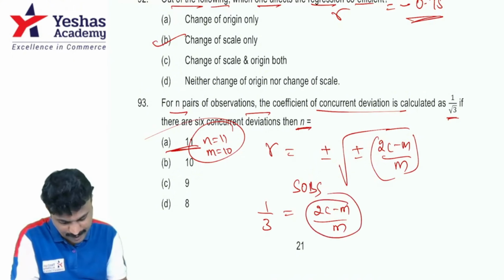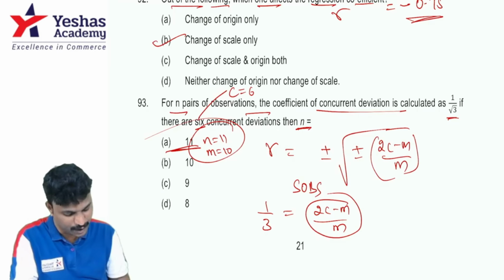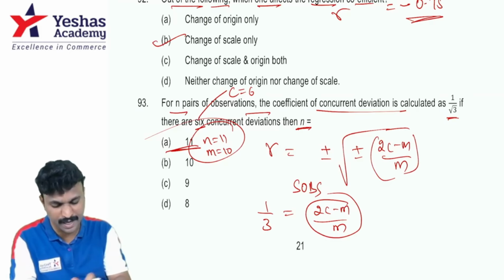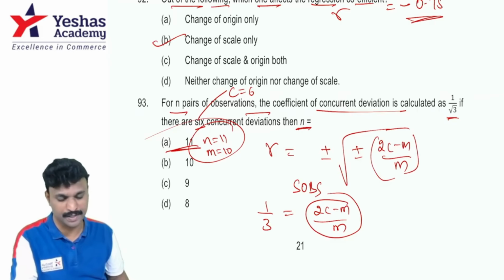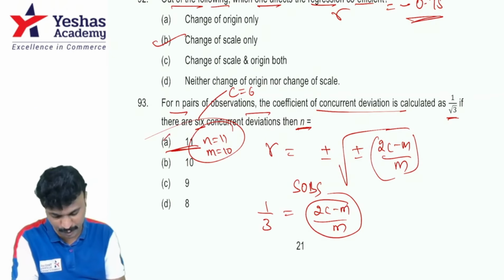2 into c. c value is how much? 6. 6 concurrent deviations, so c is equal to 6. 2 sixes are 12 minus 10 divided by 10. How much is it? 0.2. 1 by 3 is not equal to 0.2.